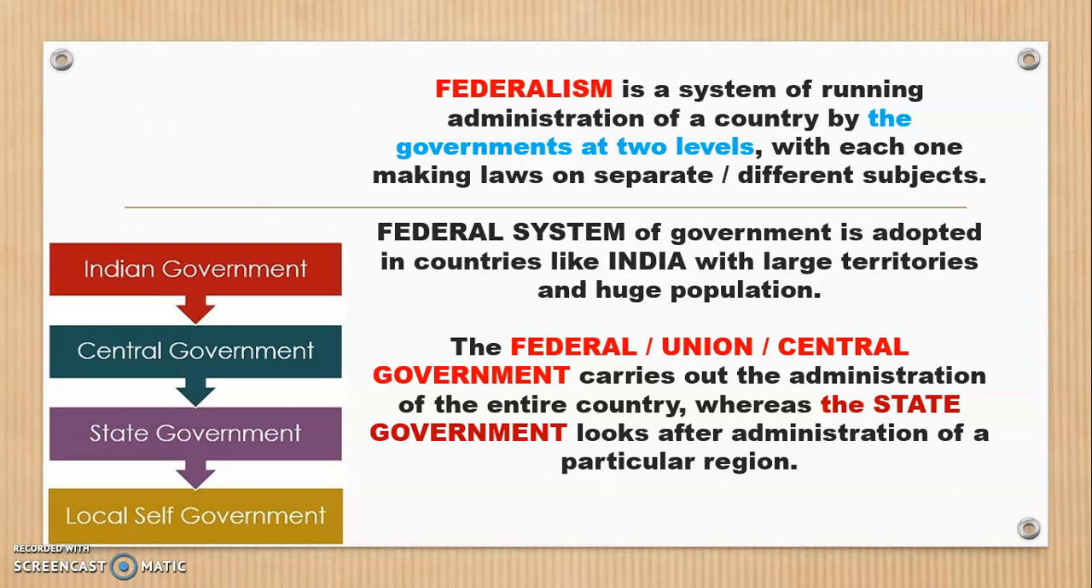Now let us talk about a simple example. Suppose I am running a school. We know that the principal is the head of the school. But the principal alone cannot look after the whole administration of the school. So this administration is divided. How is it divided? The principal is there, and along with the principal, he has a core team of members who help him.